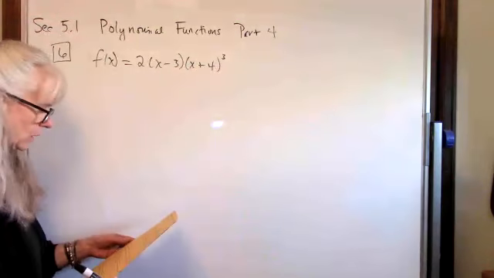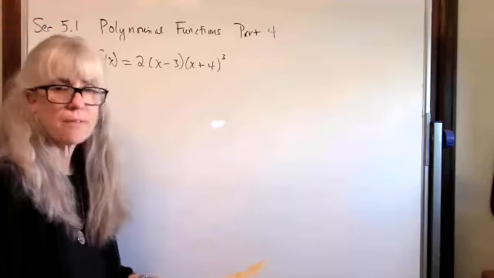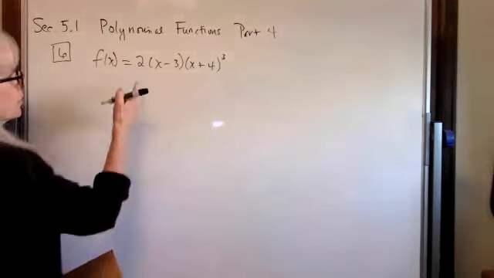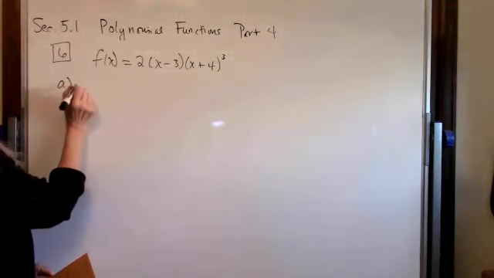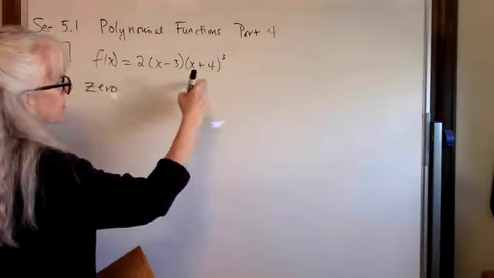Okay, so we want to list each real zero and its multiplicity, then determine whether the graph of f crosses or touches the x-axis at each x-intercept. So we can do this. Part A, we know our zeros. And those zeros are coming from each of those factors. Notice it's in factor form.